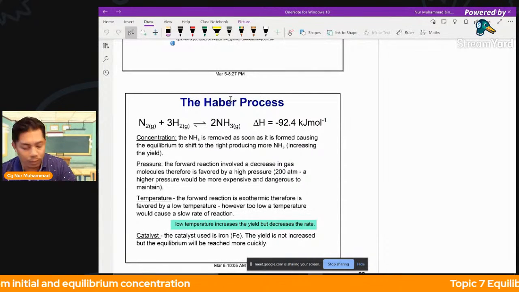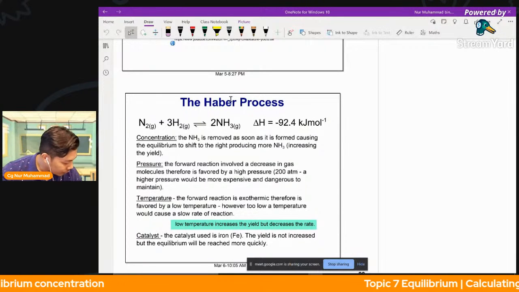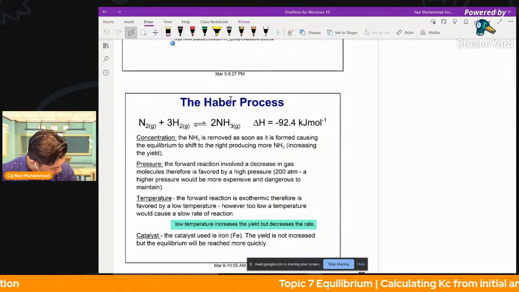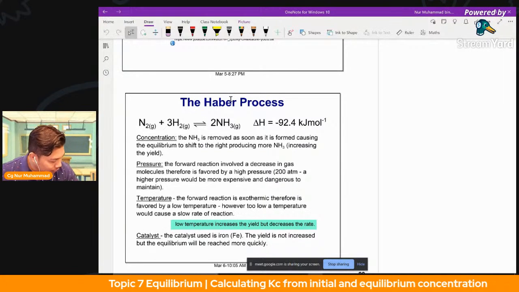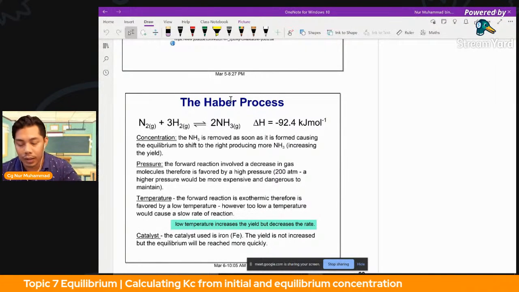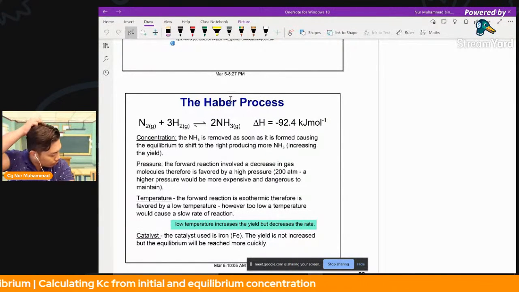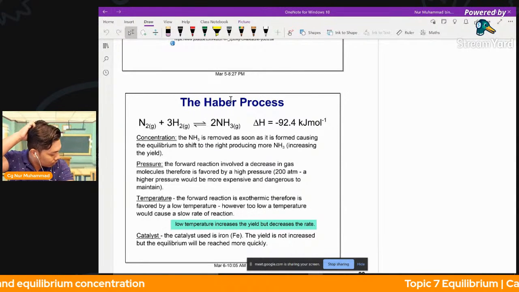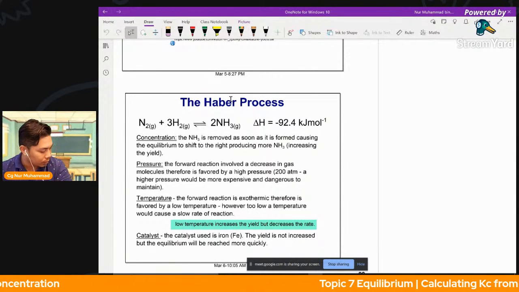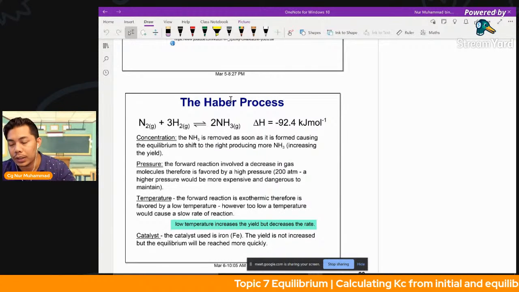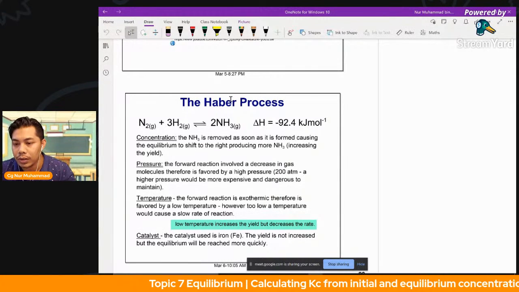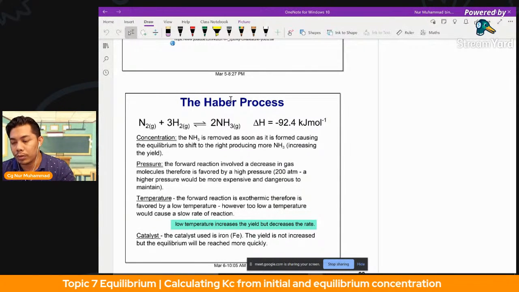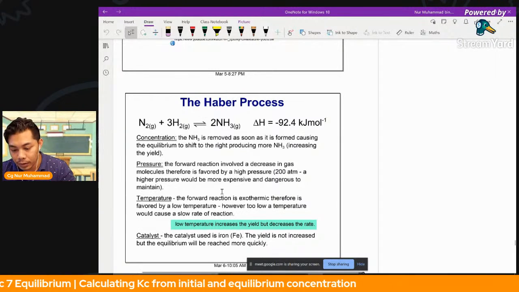Okay class, so sama-sama kita buka handbook page 150. Inilah topik kita nak belajar hari ini. Handbook page 150. Okay. How to calculate the Kc from initial concentration and from equilibrium concentration given. Dah buka dah?